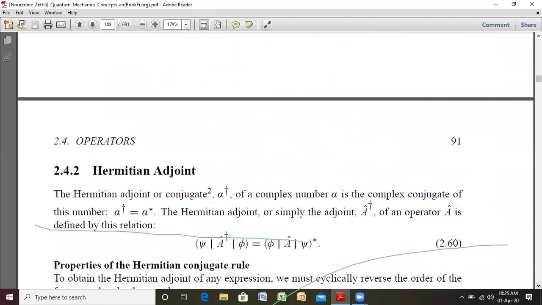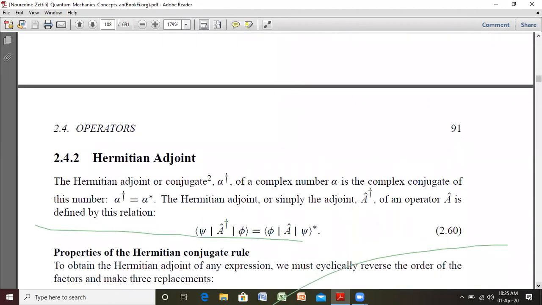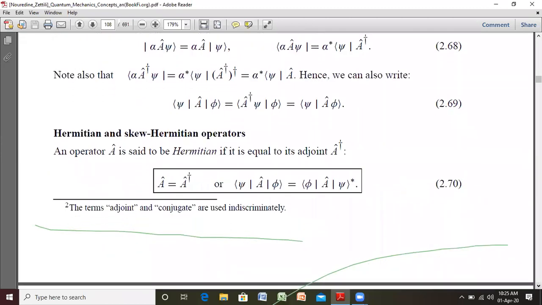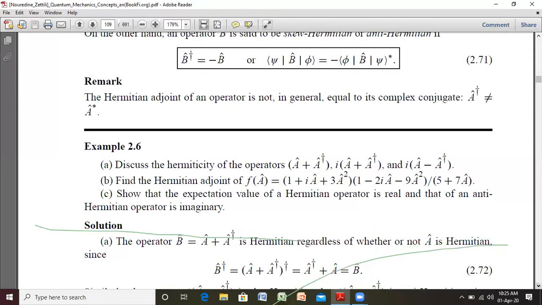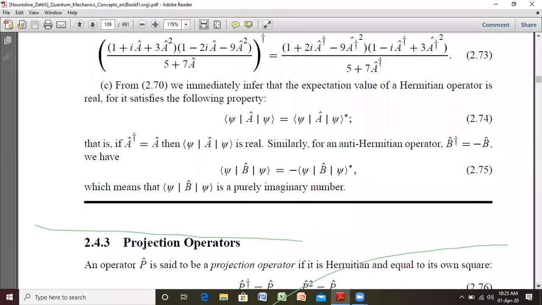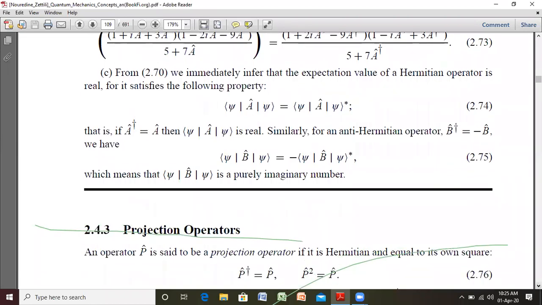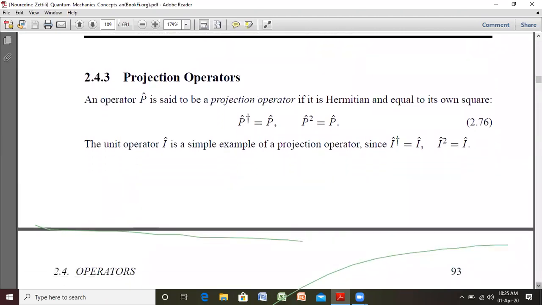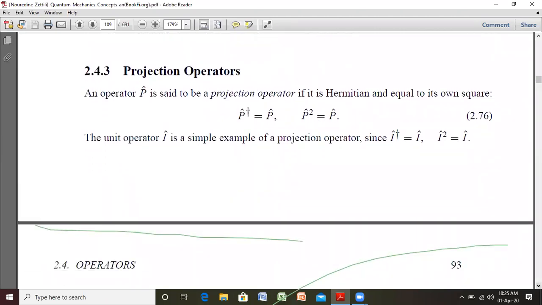Next time I will tell you about the Hermitian operators, Hermitian adjoint, and then properties of the Hermitian and skew Hermitian operators. This is very important. And then I will tell you about the projection operators. So this will complete this topic of operators. Now I stop in the middle. I'm not going to tell you the whole thing about the operators. Tomorrow I will discuss the Hermitian operator and projection operator, and at the end we will discuss some of the physical significance of these operators as well.